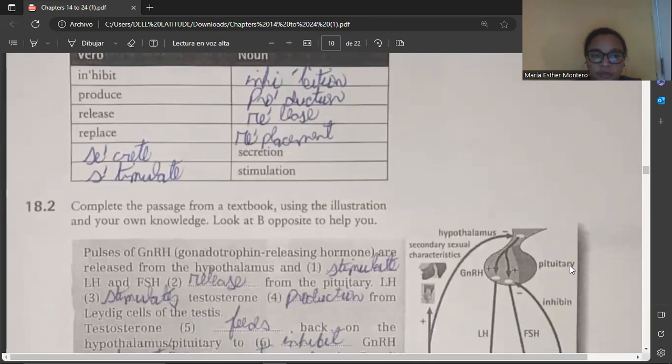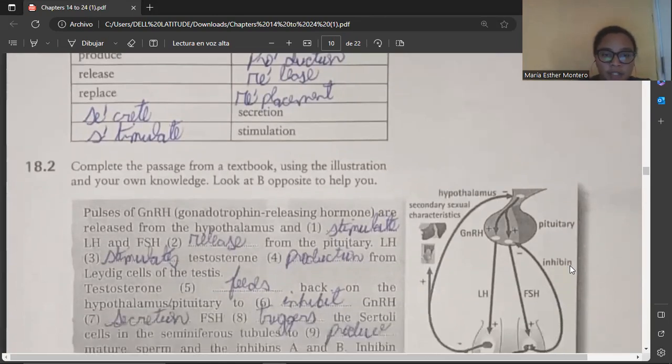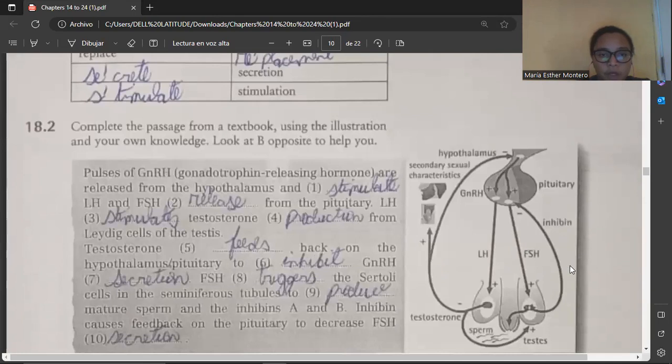Exercise 18.2. Complete the passage from a textbook using the illustration and your own knowledge. Look at the opposite to help you. Pulses of GnRH, gonadotrophin releasing hormone, are released from the hypothalamus and stimulate LH and FSH release from the pituitary.